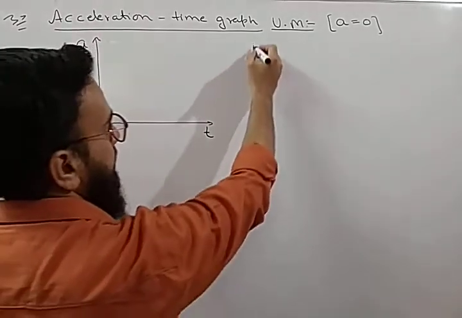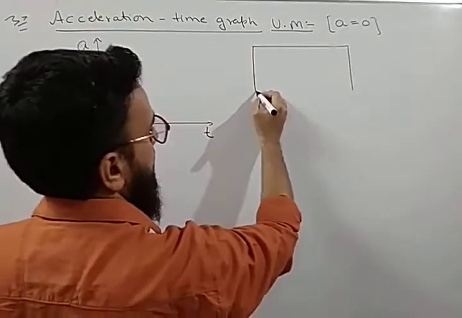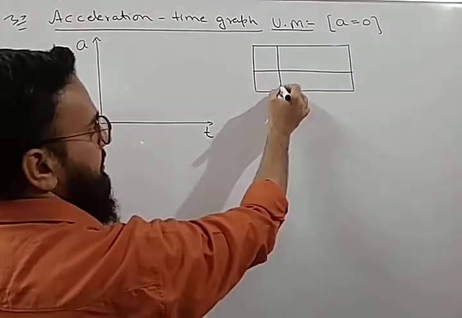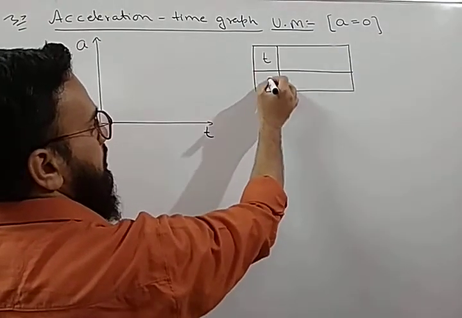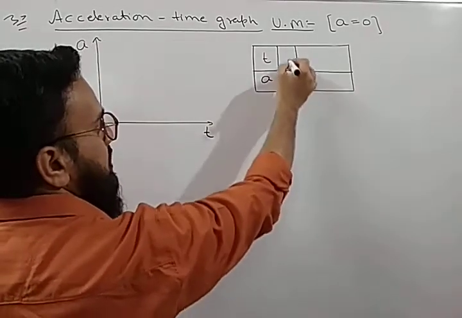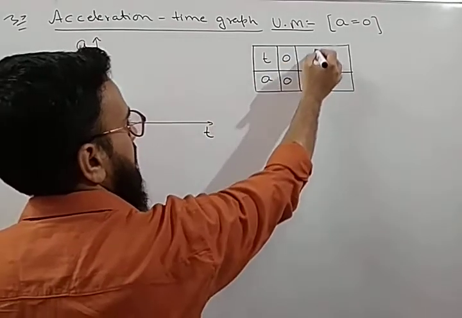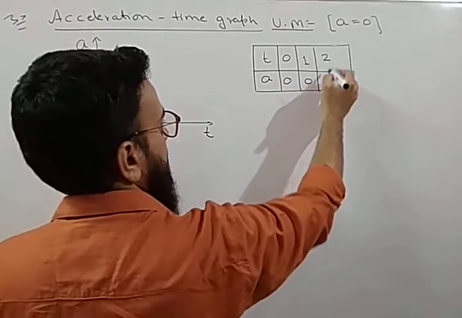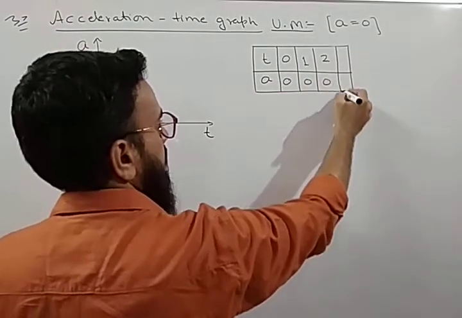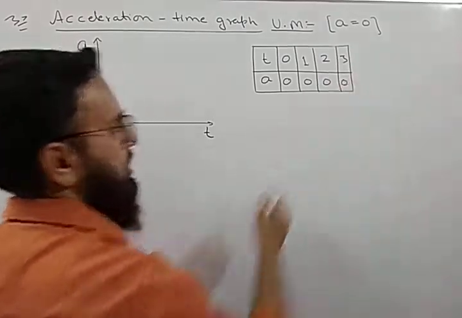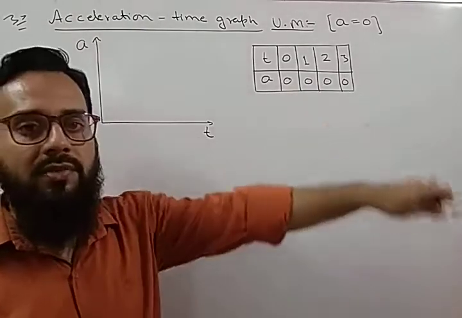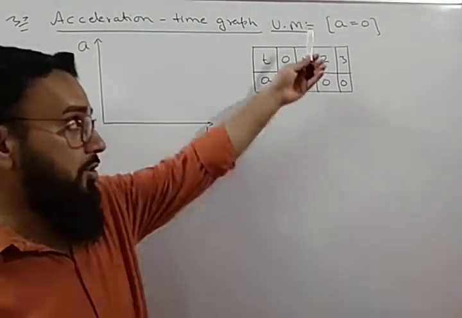If we draw a table of acceleration versus time for a particle performing uniform motion, suppose this is time, this is acceleration. At t equal to 0, acceleration is 0. At t equal to 1 second, acceleration is 0. At t equal to 2 seconds, acceleration is 0. At t equal to 3 seconds, acceleration is 0. It means at all instants of time, acceleration will always be 0. This is the condition of uniform motion.